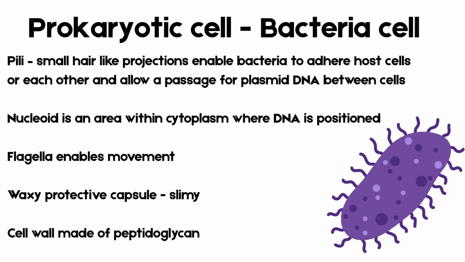Bacteria cells consist of pili, which are small hair-like projections that enable bacteria to adhere to host cells or each other and allow a passage of plasmid DNA between cells. It has a nucleoid, which is an area within the cytoplasm where naked DNA is positioned. It has a flagella that enables movement and a waxy protective capsule. Like plant cells, it has a cell wall, but it is made of peptidoglycan, not cellulose.